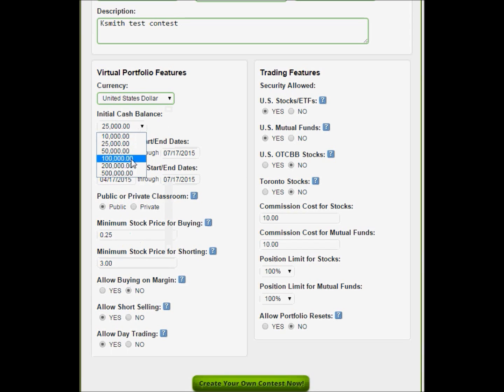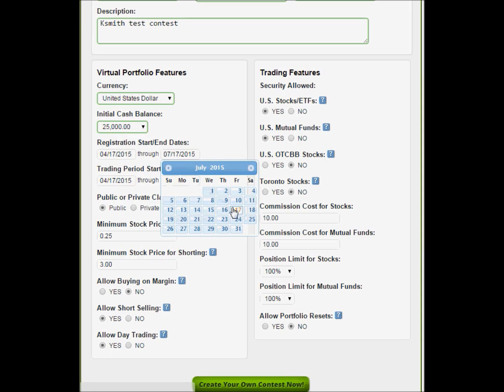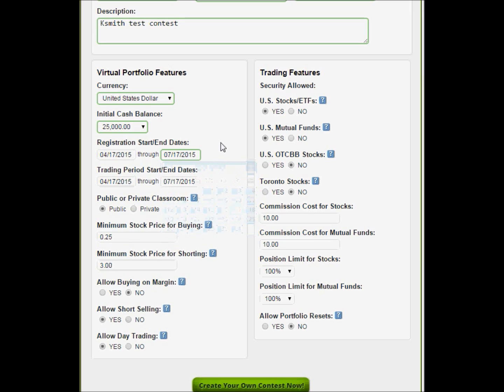The cash balance is how much everyone in your contest will start with when they join your contest. The registration dates mean that registration will open for this contest on this date, which by default is today, and it ends on this date, which by default is the same day as the contest ends, which is going to be 3 months in the future. You can set this to be any date you want. For example, if you want to have only a specific window where people are allowed to join, you can set it like this. Some teachers have it set up so that the registration dates are strictly before the trading start dates. That means everyone who is in the contest is in it from day one.